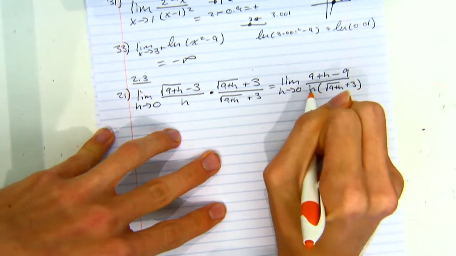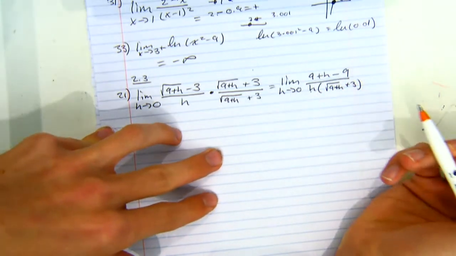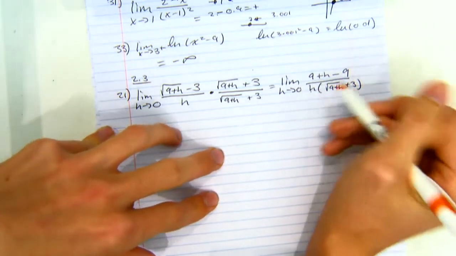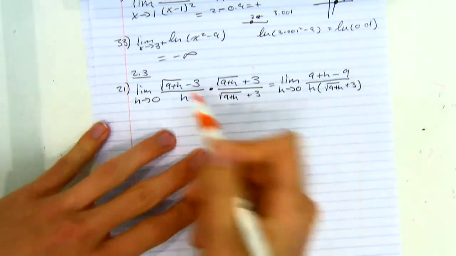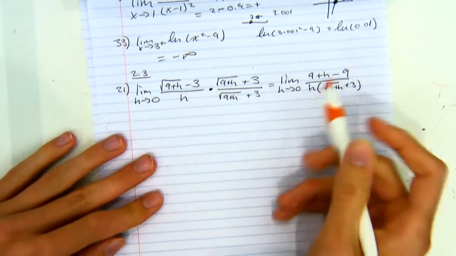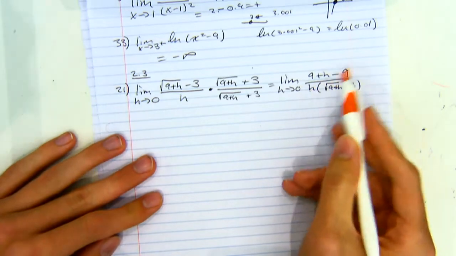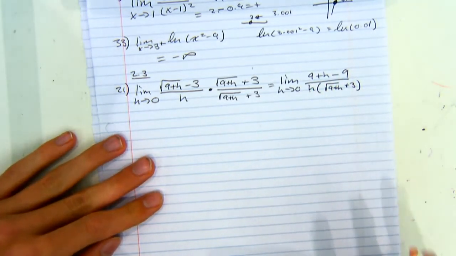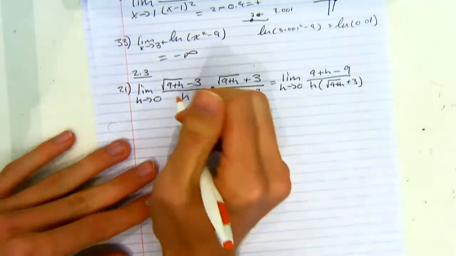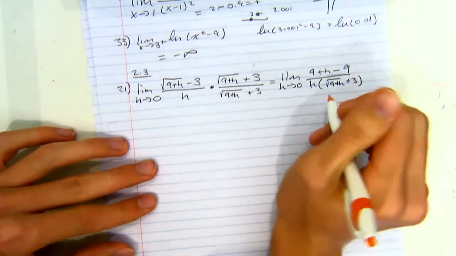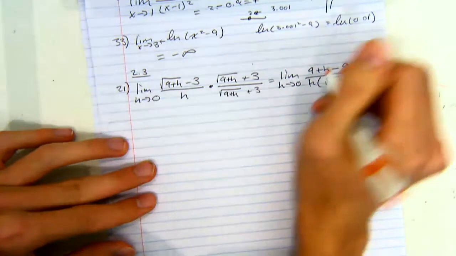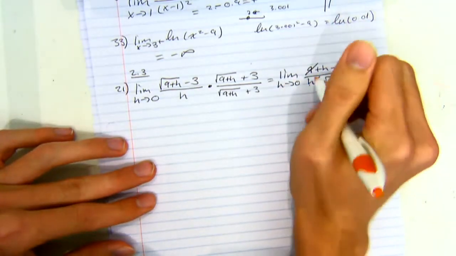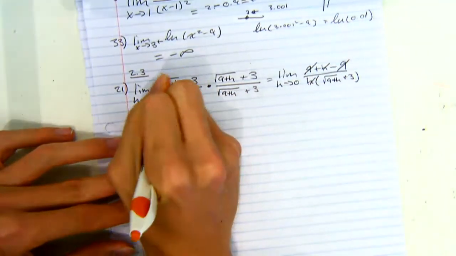Also do not distribute your h, because your goal is to get rid of that h. Because we have an issue right now. If we were just to try to plug in 0, we'd have 0 in the denominator. So it's still being multiplied by everything. If we were to distribute it, we'd still have an h everywhere that can potentially turn our denominator into 0. So these cancel, and then we know we can cancel these as well.